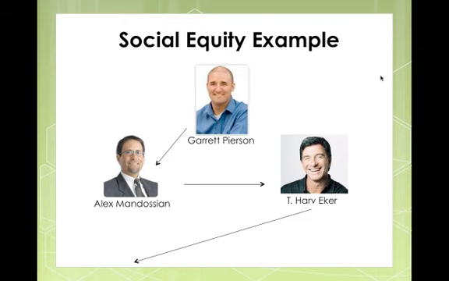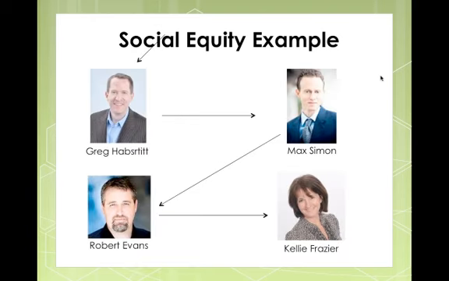So you can see here my social equity is growing. Now at the T. Harv Eker event, and see where this all takes us, I met Greg Habstreit, another very well-known marketer and just an amazing guy. He's the creator of Simple Wealth, and he's created the Authority Formula. I met Greg at the T. Harv Eker event that I spoke at, and we became friends. Greg invited me to speak at his event. So just because I built a relationship with one person, Alex Mendozian, I've now met two people, and they've both had me speak on their stage.